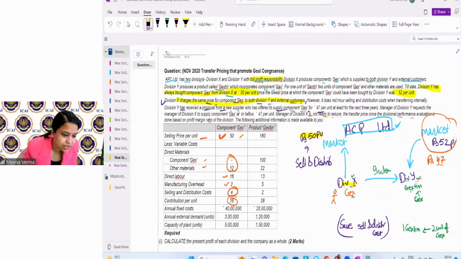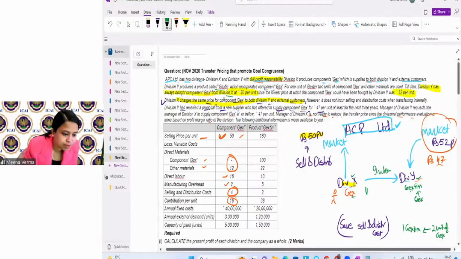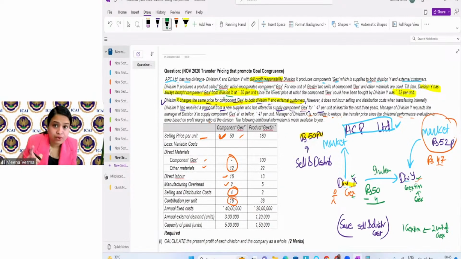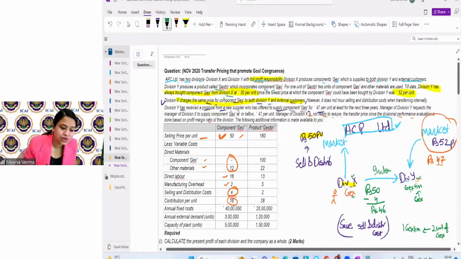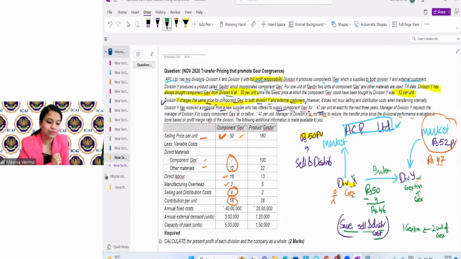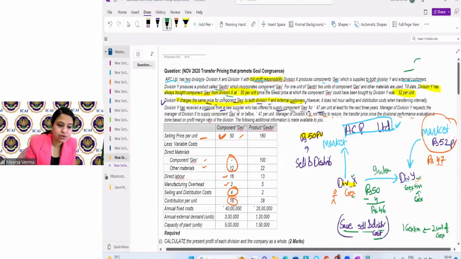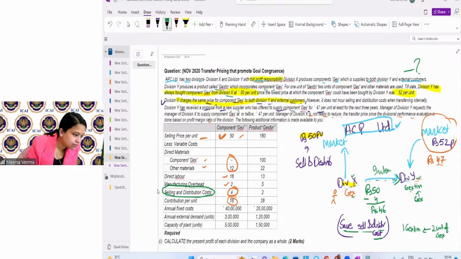When you are transferring internally, the price is not 50. The price is rupees 50 minus 4. That means when you are transferring internally, the price is how much? 46. The price should be 46 actually. Why? Because when you transfer internally, you are saving the selling and distribution cost. Do you agree or not? It is given in the question that if you transfer the goods internally within the division, you will save this cost. This will be saved, right? You will save it.